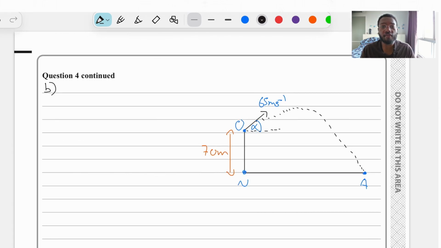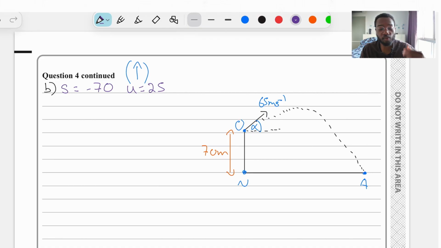Okay, so what are the SUVAT values then? Well, what do we know? Well, we know that S, and now remember that if we're doing the vertical, the upwards direction is going to be our positive direction, okay? So therefore, S is a minus 70. Okay, U, well, we know that U would be 65 sine alpha, and we worked out what sine alpha was in the previous question. So we actually know what this is. This one would be 65 times by that 5 over 13, okay? And that gives us 25, as we worked out in the previous question.